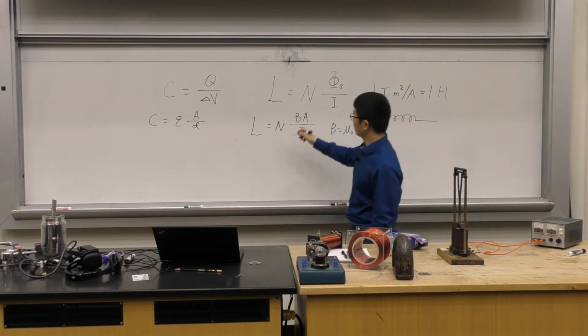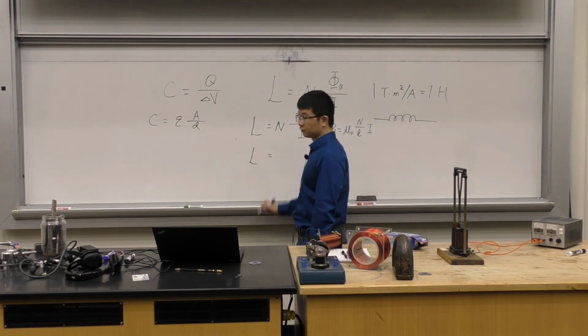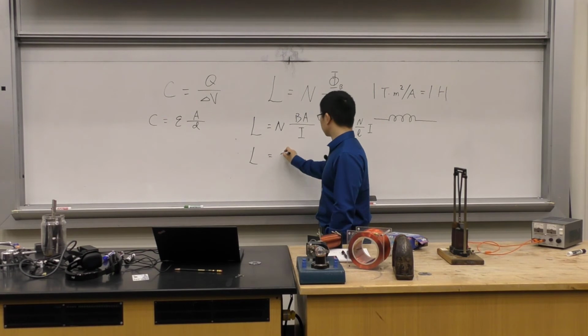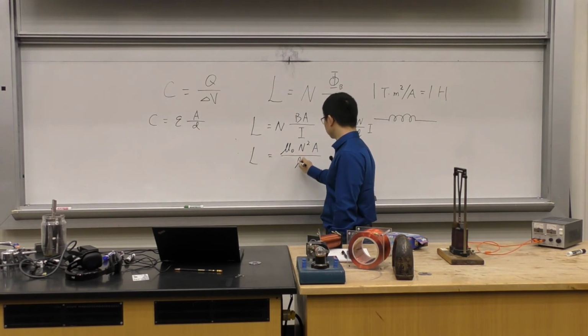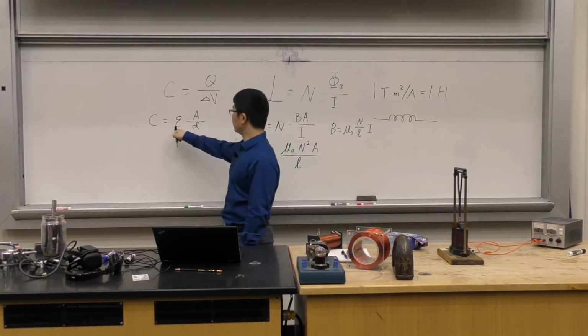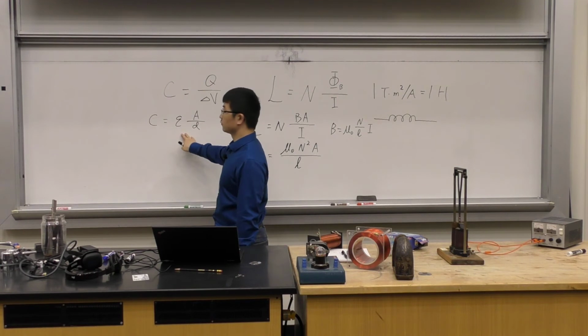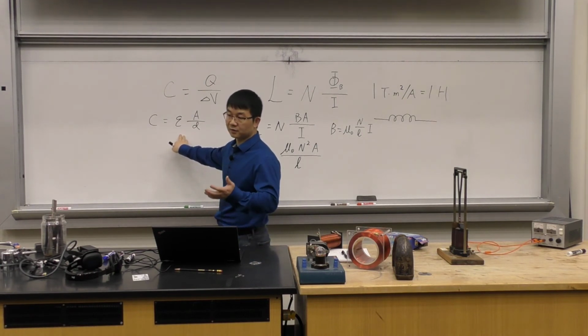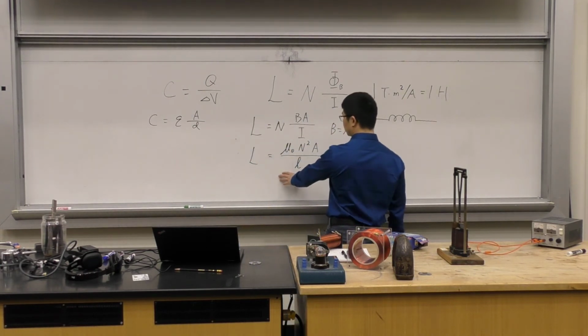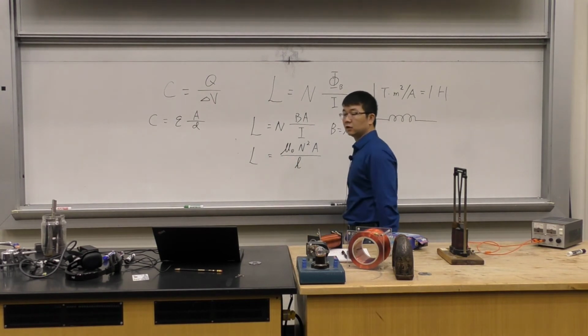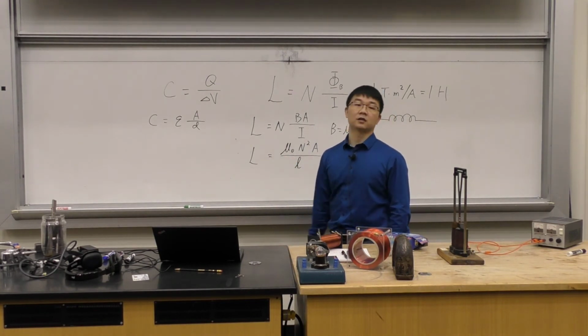You put this in, you will get a very nice equation for a solenoid, which is going to be mu naught N squared A divided by L. So this equation is equivalent to this equation, right? This is the equation for parallel plate capacitor, the simplest capacitor. This special equation is for solenoid, the simplest inductor.